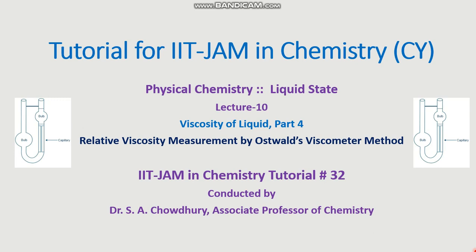This is lecture number 10 of the physical chemistry chapter, liquid state. Viscosity of liquid is the subtopic which is being discussed in the last 3 lectures. As a continuation of the Poiseuille equation which was derived in the last lecture, in today's lecture we are going to learn how the relative viscosity is measured with the help of Ostwald's Viscometer.